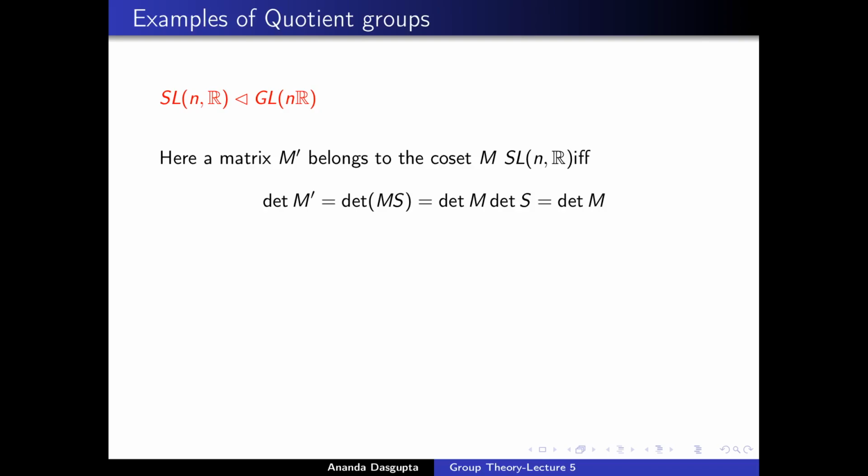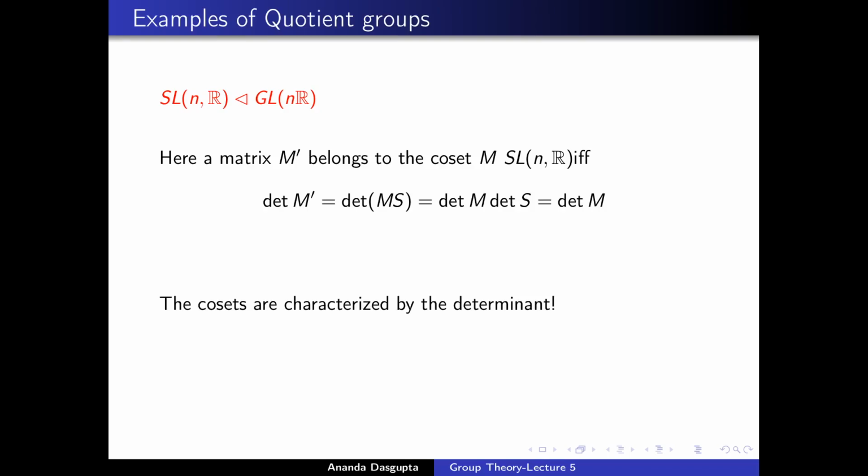Now, what this helps us to say is that the value of the determinant actually characterizes a coset. You can take all the matrices in a coset and lump them together by just telling me what the determinant of any one element of this coset is, because all other matrices in that coset will have exactly the same determinant.